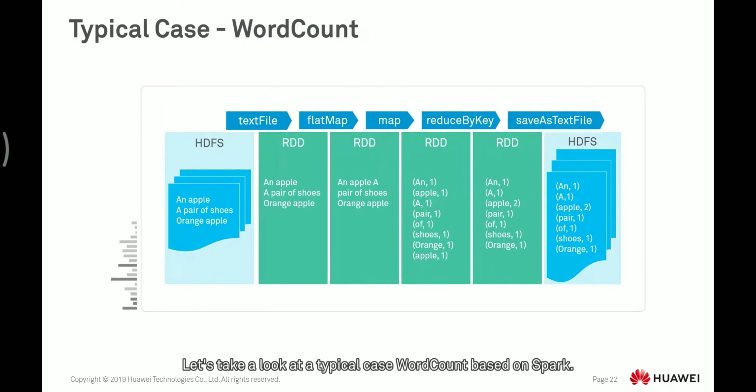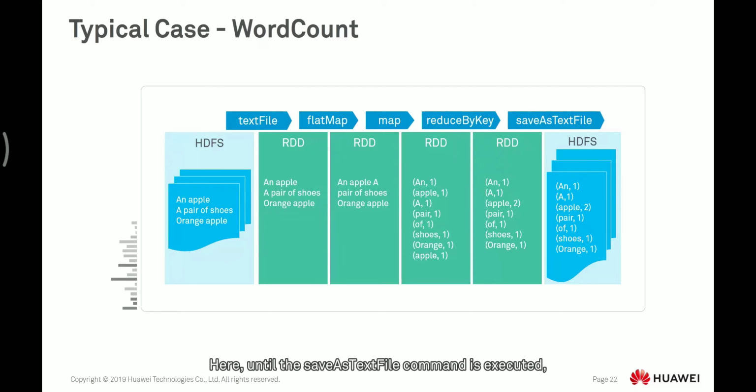Let's take a look at a typical case, word count based on Spark. At first, use the textFile command to obtain data from HDFS and process it in the form of an RDD. Then, invoke flatMap to split text into words. And then do a map operation to denote the frequency of appearance of each word as one. And then invoke reduceByKey to merge the counts of each word. And finally invoke saveAsTextFile to import the processed data into HDFS.